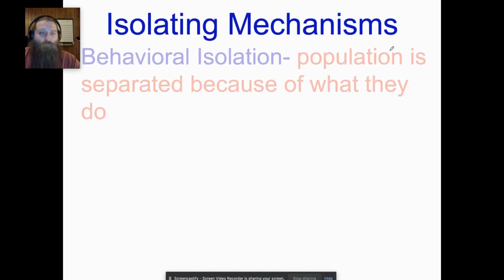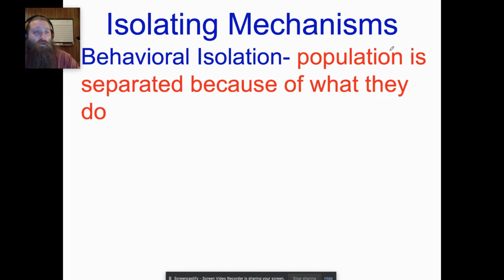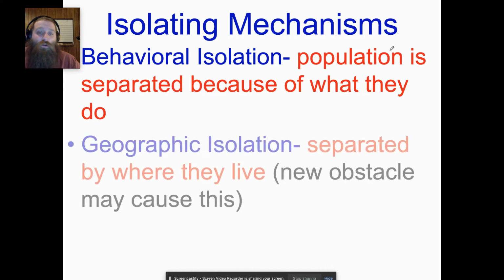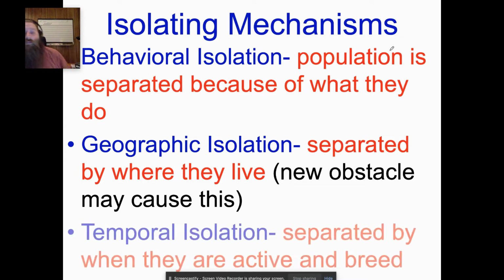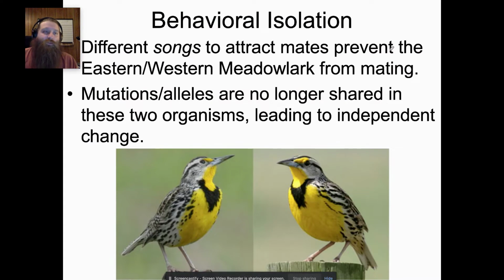Now, how do we separate them? Well, there are a lot of different ways you can isolate a population. The first one is behavioral isolation, and this is when a population is separated by what they do. Geographic isolation is when a population is separated by where they live, which could be caused by a new obstacle if it's a small organism, or by some kind of migration if it's a large organism. There's temporal isolation. Temporal comes from the word for time, and that's when a population is separated by when they're active, like throughout the day, or the time of year in which they breed. So let's look at each one of these.